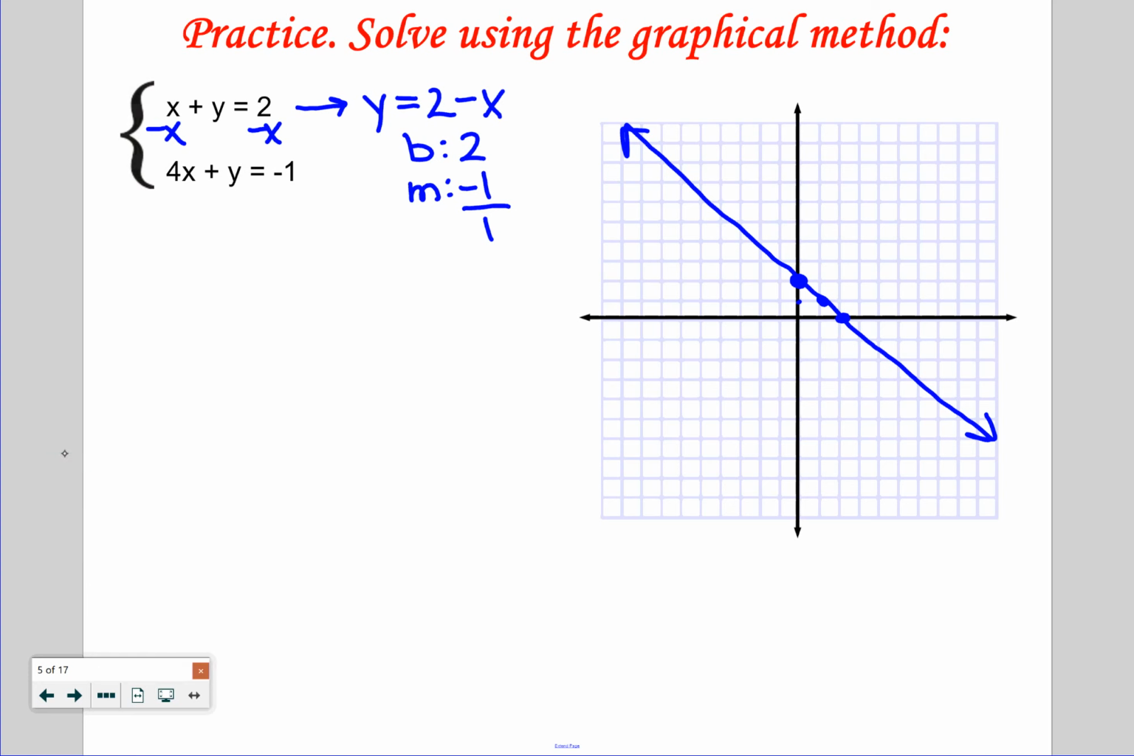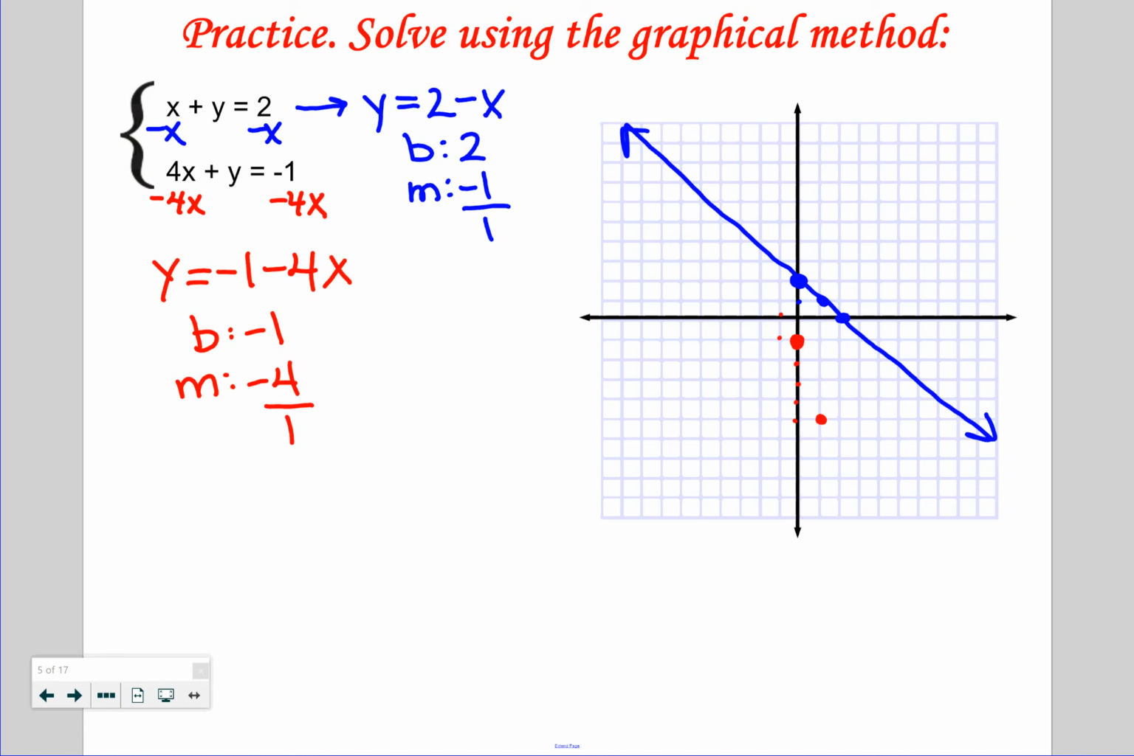In the second one, I'm going to subtract 4x on each side. So I'll have y equals negative 1 minus 4x. My b, my y-intercept, is negative 1. My m, my slope, is negative 4. So from here, I'm going to make a point at negative 1 on my y-axis. Because my slope is negative 4 over 1, that tells me to go down 4, right 1.